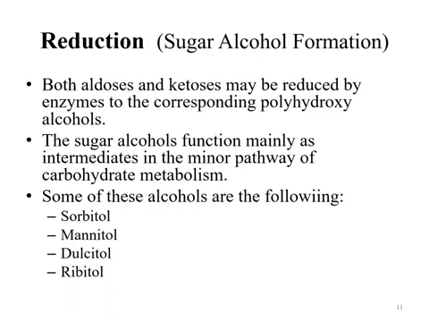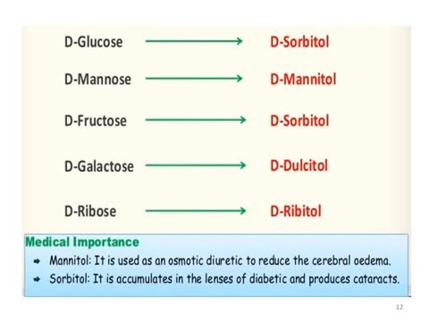The second is reduction. Both aldoses and ketoses may be reduced by enzymes to the corresponding polyhydroxy alcohols. The sugar alcohols function mainly as intermediates in the minor pathway of carbohydrate metabolism. Some of these alcohols are the following: sorbitol, mannitol, dulcitol, ribitol. For example, from D-glucose, D-sorbitol is formed, D-mannose into D-mannitol, D-fructose into D-sorbitol, D-galactose into D-dulcitol, D-ribose into ribitol.